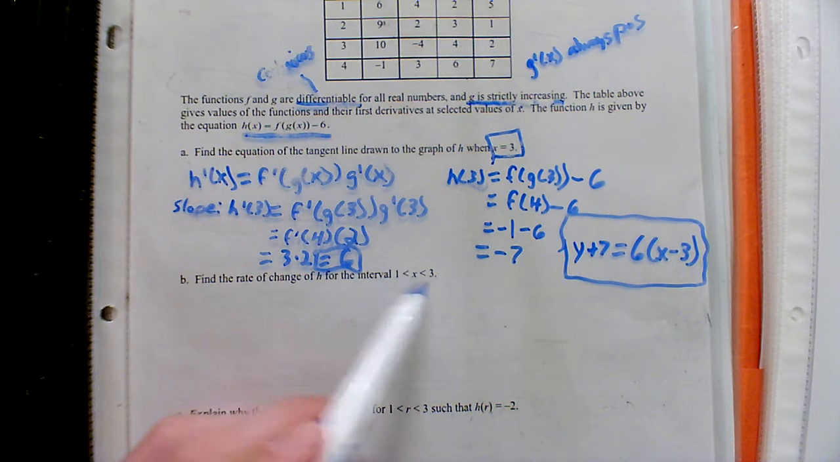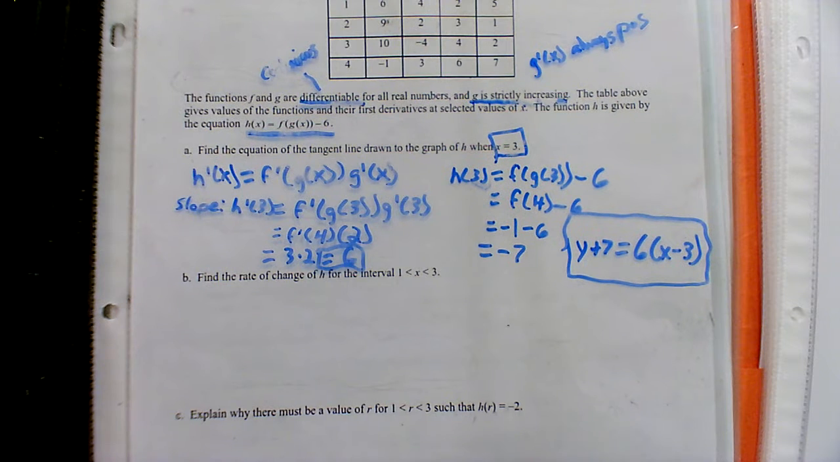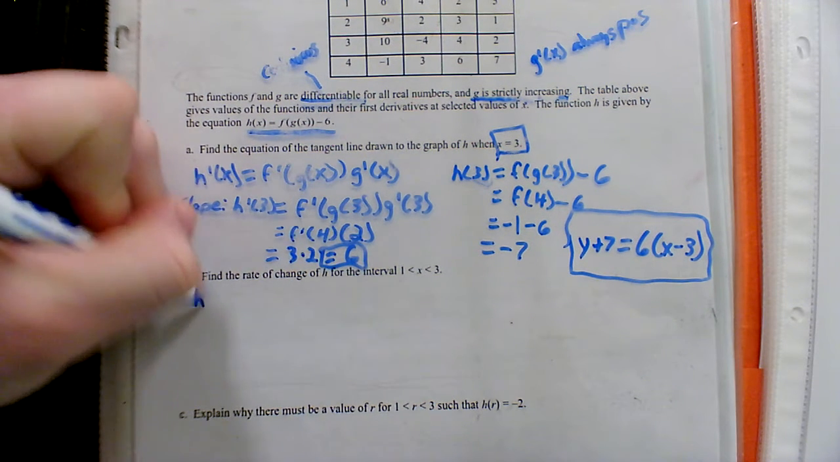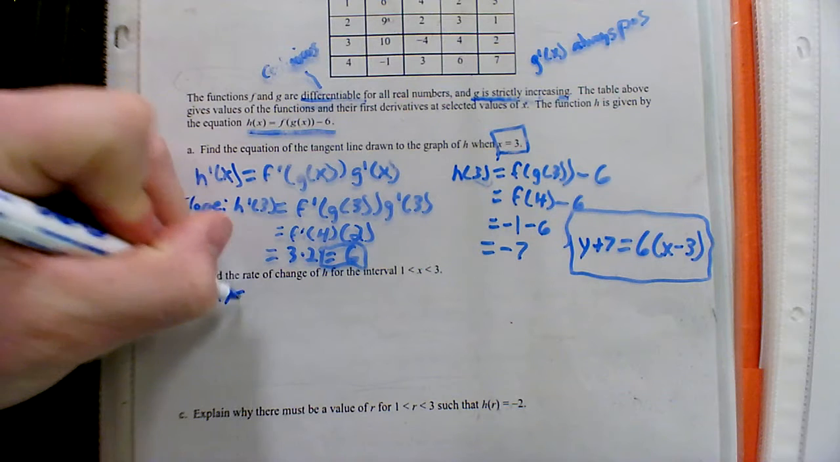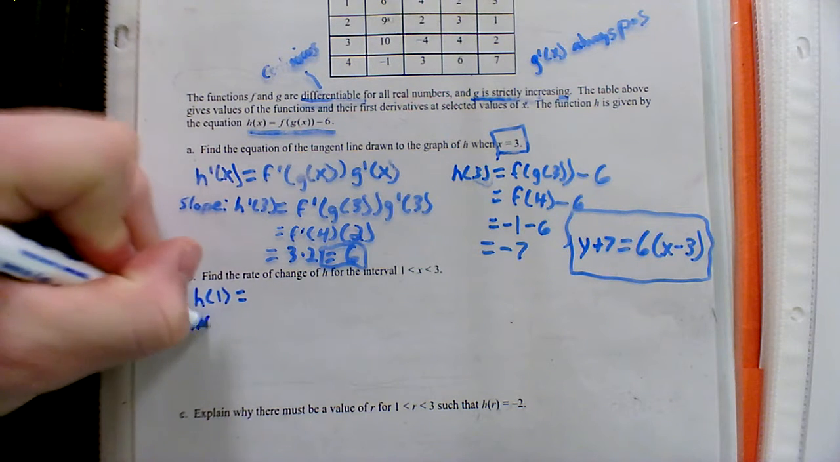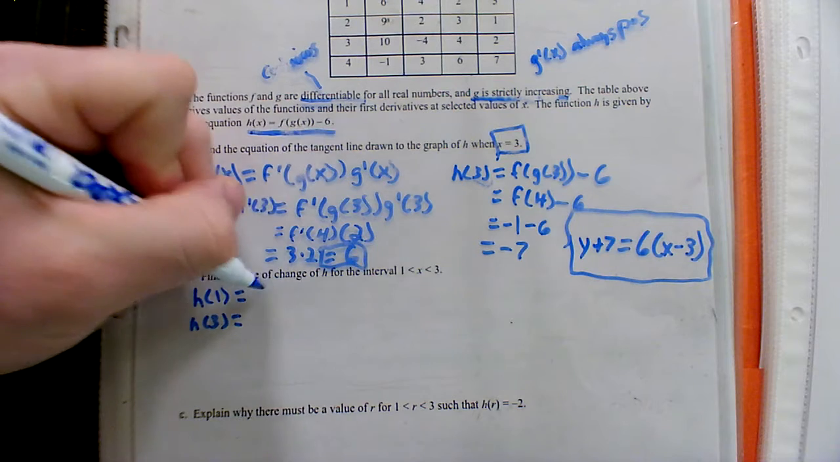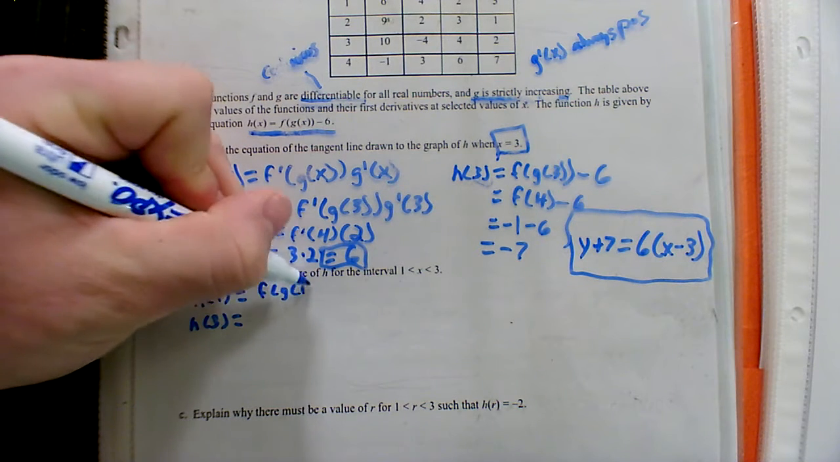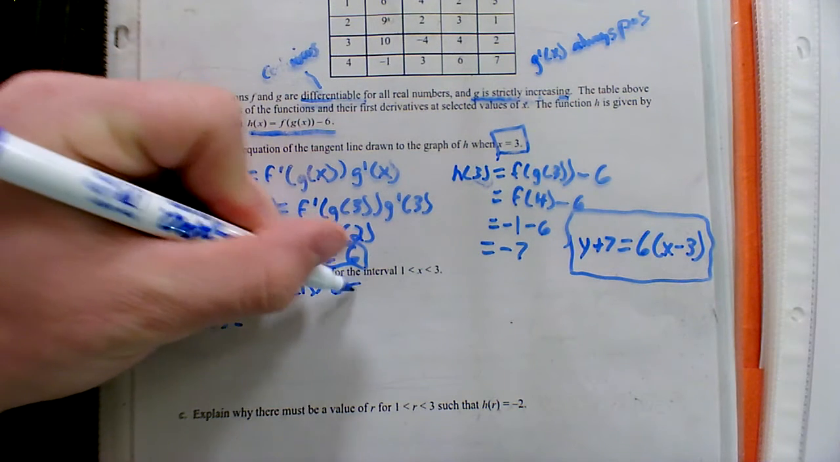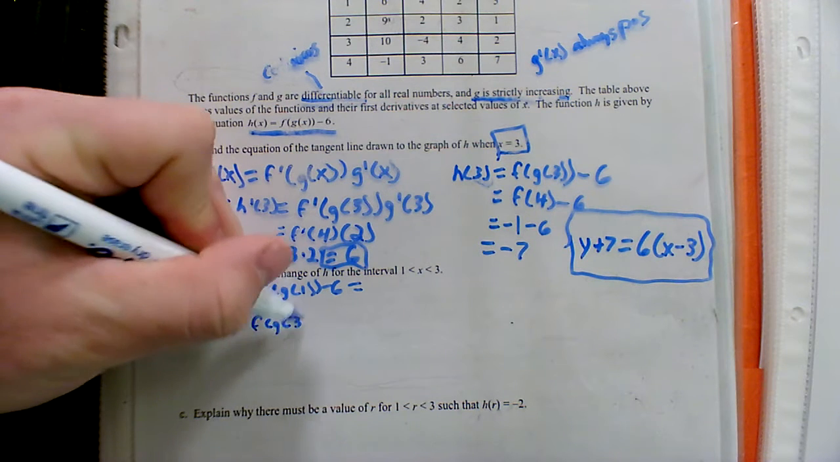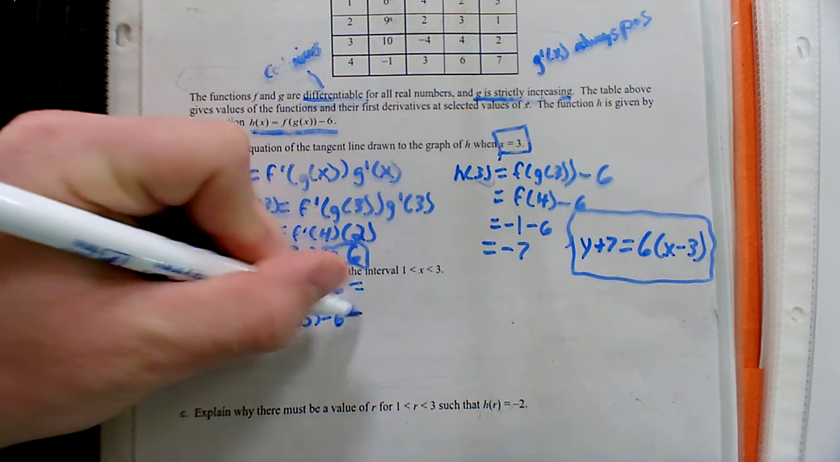Yeah, they give you an interval, a and b here, so you need to do your f of b minus f of a over b minus a, exactly. So we need to find h of 1 first. We need to find that value, and we need to find h of 3. Well, h of 1 would be f of g of 1 minus 6. H of 3 would be f of g of 3 minus 6.